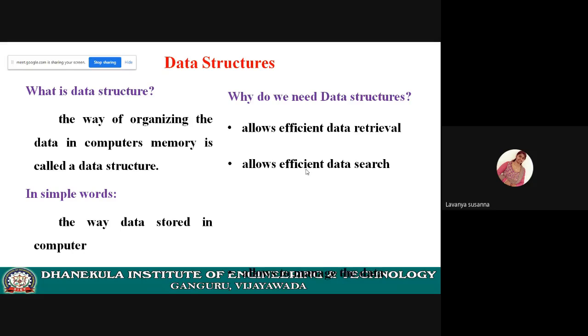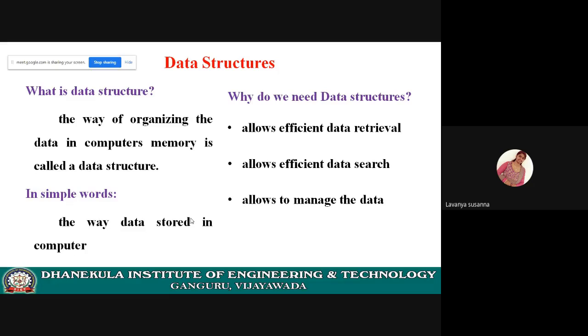Next, it allows you to manage the data in large databases, where a large amount of data is stored. Here, if data structures like B trees and B plus trees are used, they allow you to manage the data. Okay, this is the need of data structures. Why do you need data structures? To efficiently access the data, efficiently retrieve the data, efficiently search the data, and to manage the data, you need data structures.